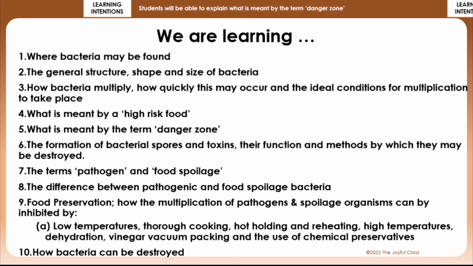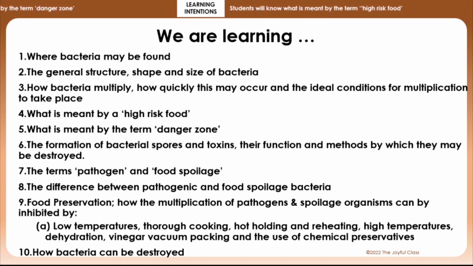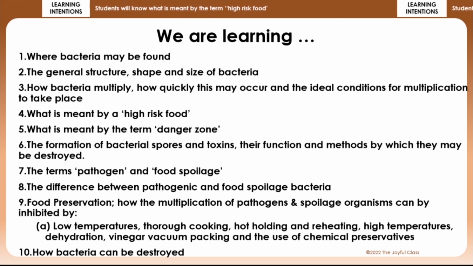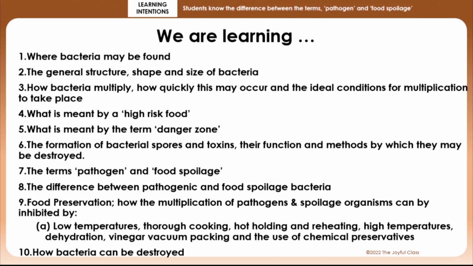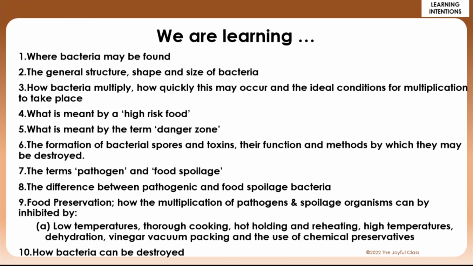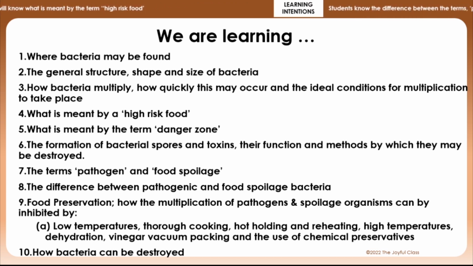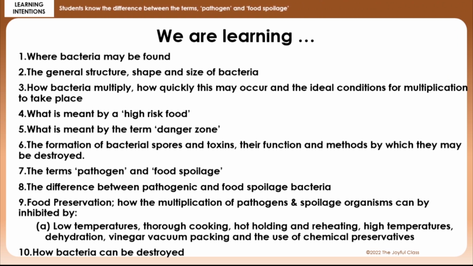We'll learn about food preservation and how the multiplication of pathogens and spoilage organisms can be inhibited by low temperatures, through cooking, hot holding and reheating, high temperatures, dehydration, vinegar, vacuum packing, and the use of chemical preservatives. And the last one we'll learn is how bacteria can be destroyed.